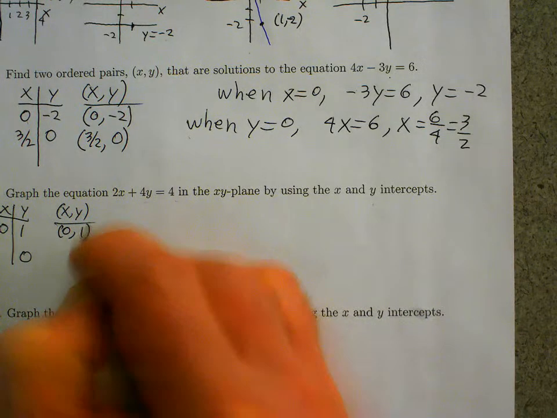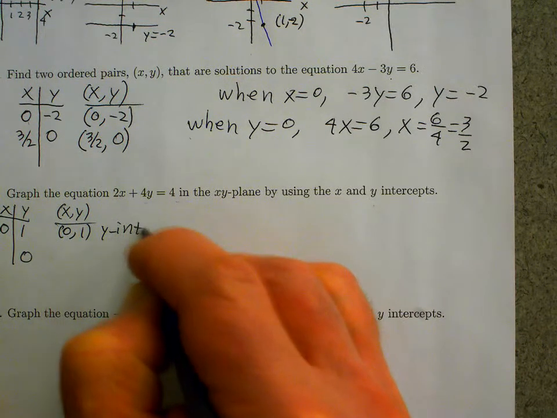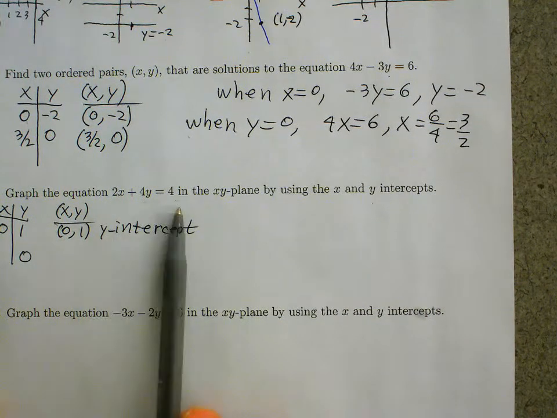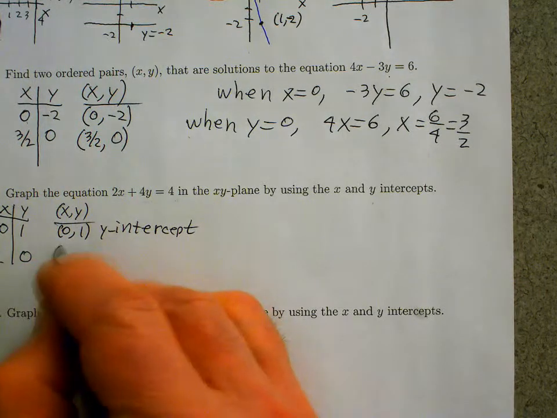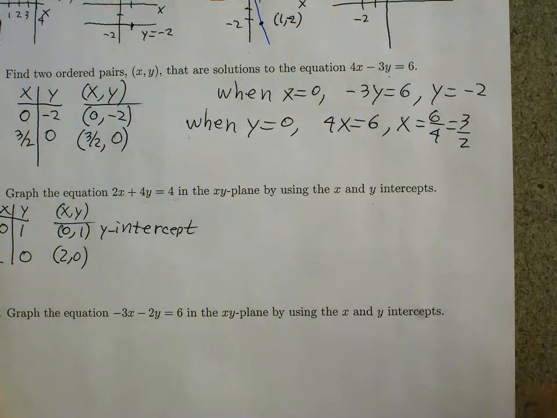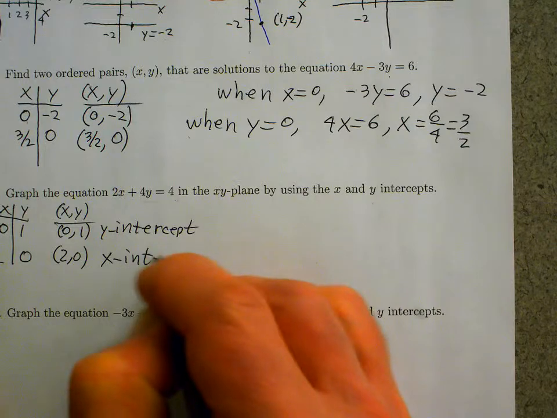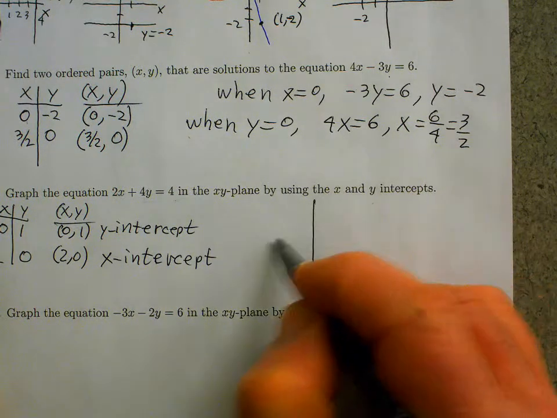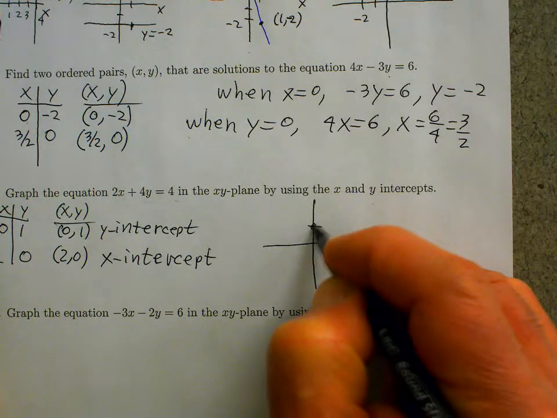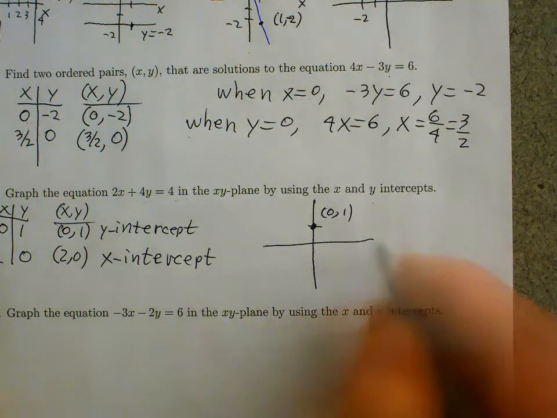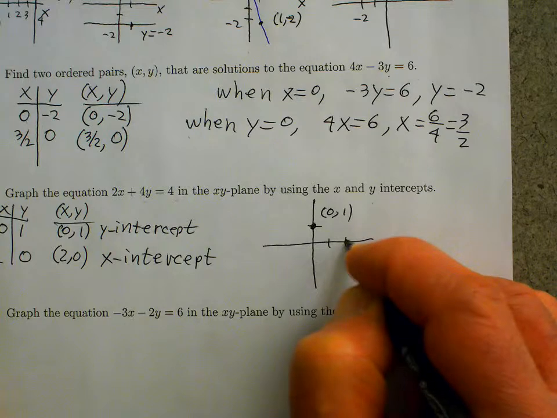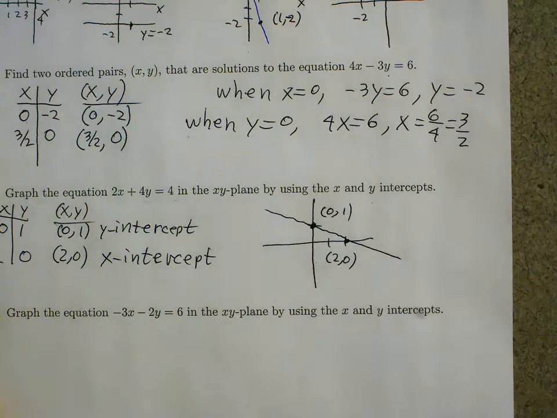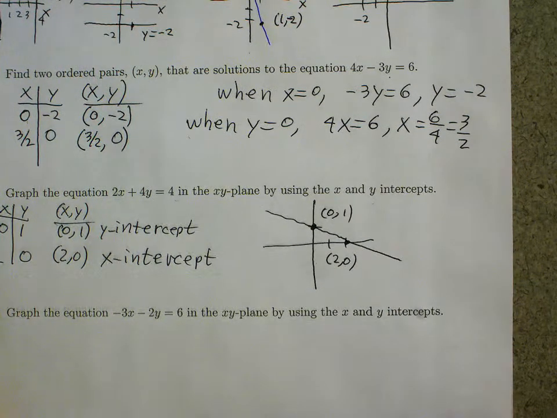So the y-intercept is the ordered pair (0, 1). And then when y is 0, 2x equals 4 or x equals 2. So the x-intercept is (2, 0). Okay, so we plot those points (0, 1) and label it, (2, 0) and label that one, and then graph the line, draw a straight line through those 2 points.